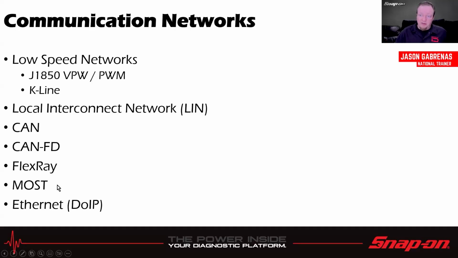Then we have MOST, which is media-oriented systems transport. So that is for media, like CD players and radios and amplifiers and things like that. And then Ethernet, which is that DOIP. So that is actually using Ethernet in a vehicle, just like you might have in the walls of your house or in the walls of your shop. So it's the same type of protocol, and it's much faster, much more efficient for transporting all the data that we have in cars nowadays.